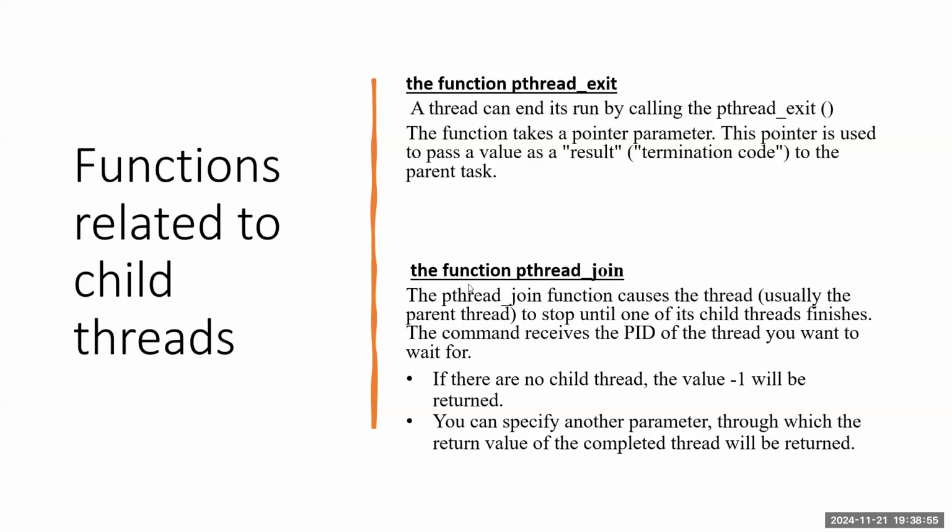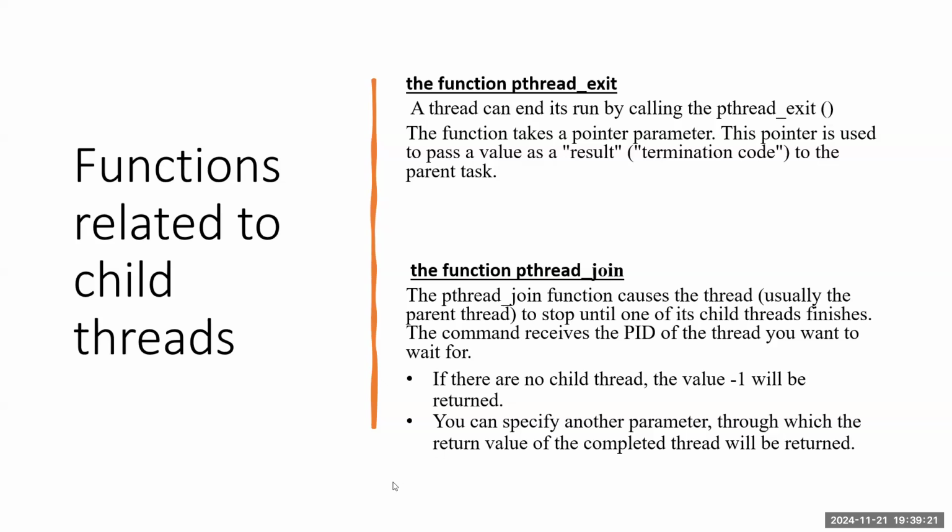Fine. The function pthread_join. The pthread_join function causes the thread, usually the parent, to stop and wait until one of its children finishes. It's kind of like the wait command that we saw for processes, but now we call it join, not wait. The command receives the PID of the thread you want to wait for. Really, it shouldn't be the PID, it should be the TID.